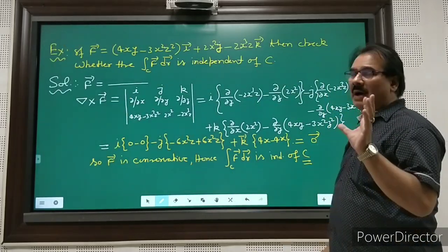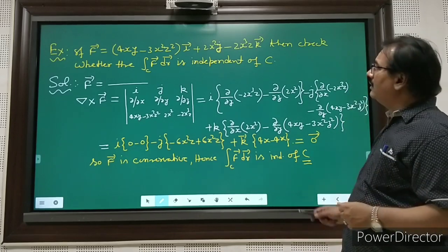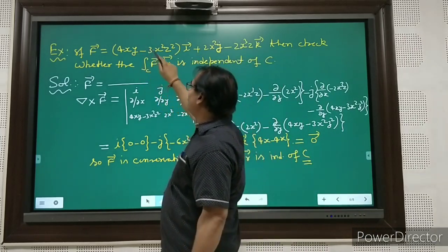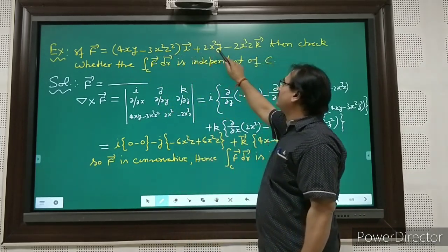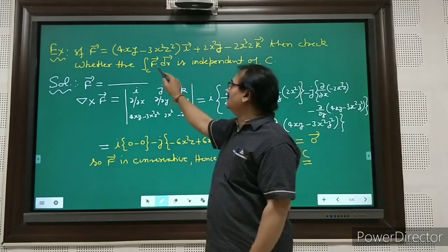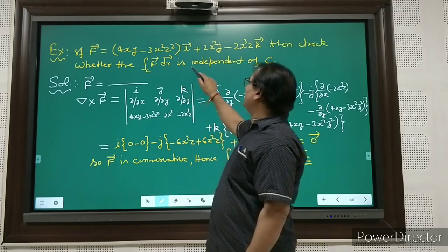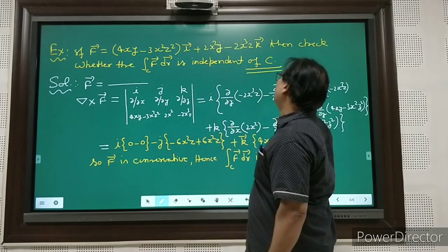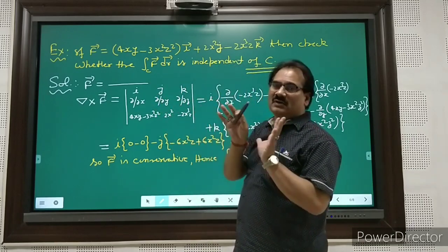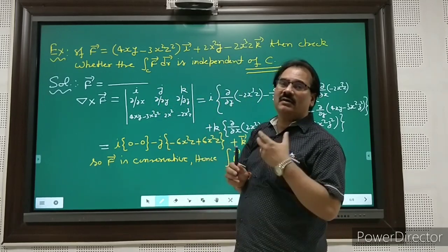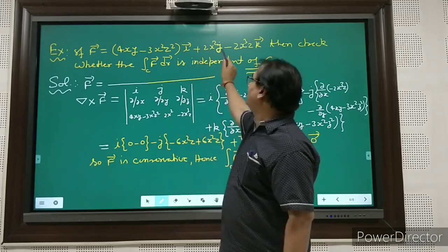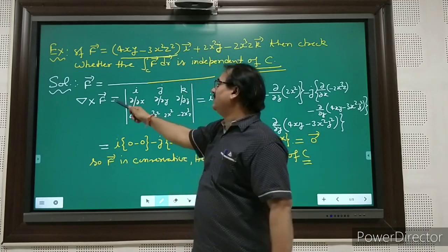Now, one problem I would like to state here. If F is given like this, 4xy minus 3x square z square i plus 2x square j minus 2x cube z k, then check whether this line integral is independent of C or not. For this purpose, first of all you have to write the given F. It is already given, this is this, and then del cross F.